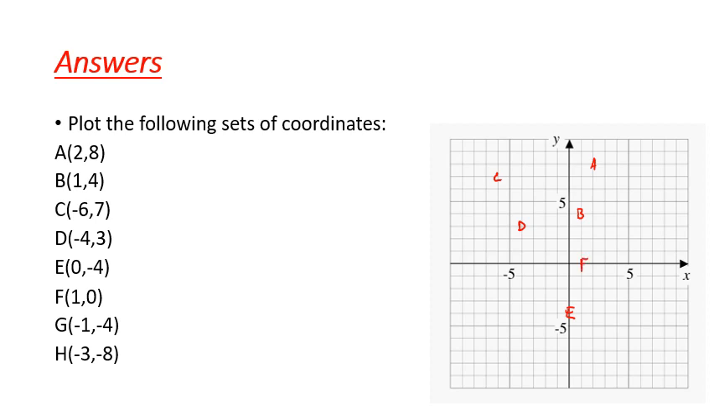G was minus 1, minus 4. So it would have been basically right next to E. And H was minus 3, minus 8. So H would have been all the way down here. Just write that again so we know exactly where it is. Just there.